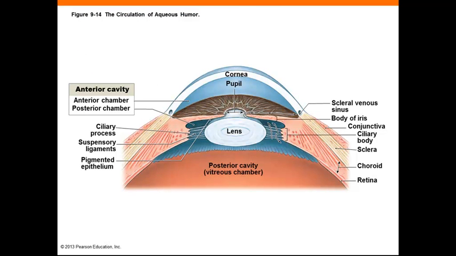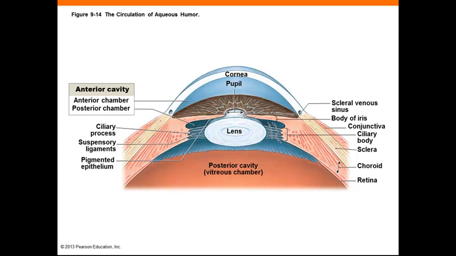So this is a nice figure showing the differences in the anterior cavity, the anterior chamber and posterior chamber of the anterior cavity. Notice how this figure has a really nice picture of the lens. I really like this picture because you can see the concentric layers of the cells that make up the lens.